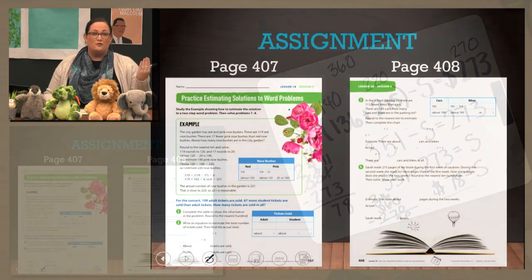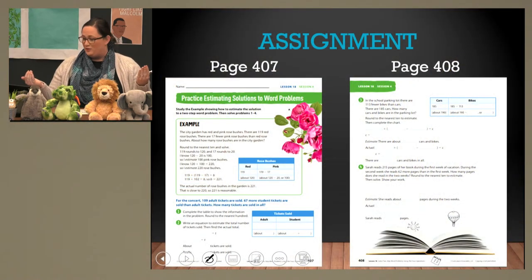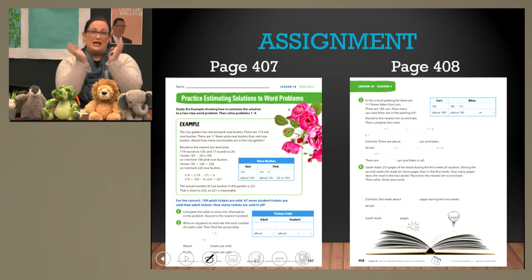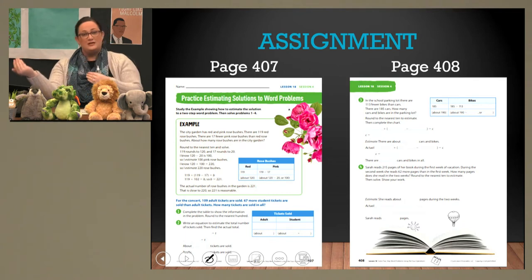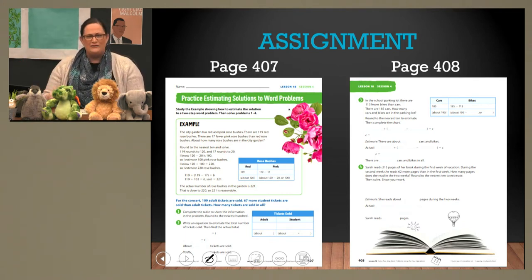Friends, today you're going to practice more of this work. You're going to do page 407 and 408 in your math workbook. It's going to walk you through and help you write the equations in the parentheses. It's going to ask you what part you need to add together or subtract before you can do the next operation. So practice that. If you get stuck, make sure to reach out to your teacher.